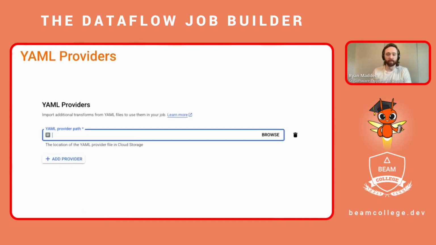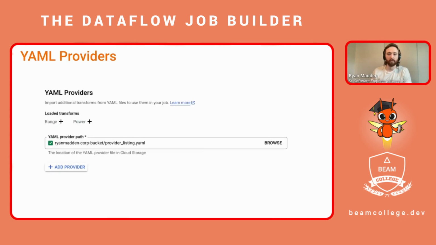YAML providers are a feature of Beam YAML that allows you to encapsulate and reuse transforms. In the job builder, the YAML provider section of the form allows you to select YAML provider files in cloud storage. Once a provider is selected, the transforms it defines are parsed and loaded into the job builder and can be inserted into the form with a single click. Providers can encapsulate sets of YAML transforms or transforms from other Beam SDKs like Java and Python. Providers are useful for teams that want to easily package and share transforms for others to reuse. All a user needs is the location where the provider file is stored, and they can load it in the job builder.